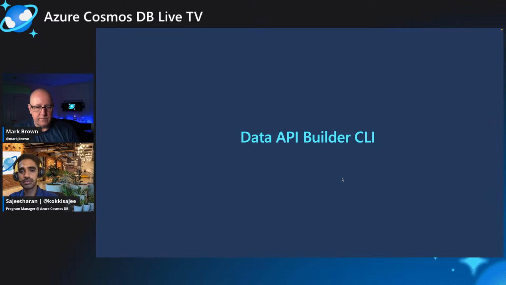Since it could be cumbersome for some developers to manually generate those config files, we have come up with this CLI with a few commands. I will show that in QuickTime, which makes for a better experience for developers to have the Data API Builder generate GraphQL or REST endpoints. Let's look at some of the getting started.